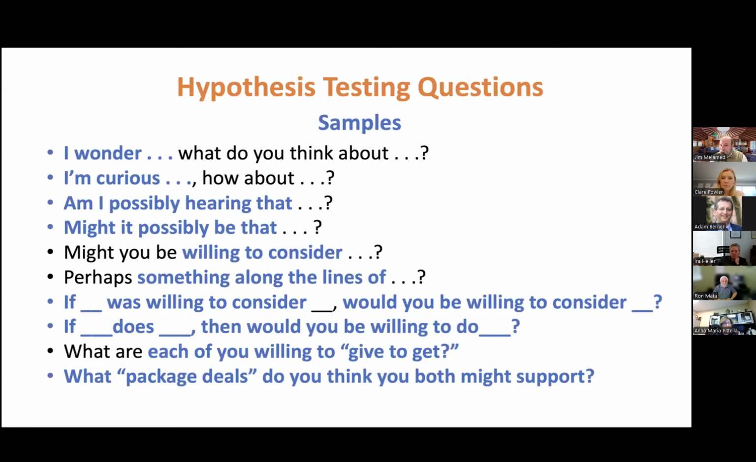Here are some of those hypothesis testing questions. This is just moving on where I'm curious. Is what I'm hearing, might it be possible? Maybe willing to consider, perhaps something along the lines of, if they were willing to consider, might you be willing? If they were willing to do, might you be willing to do? Are there any things you'd be willing to give and get? What package deals do you think you might both be able to support?